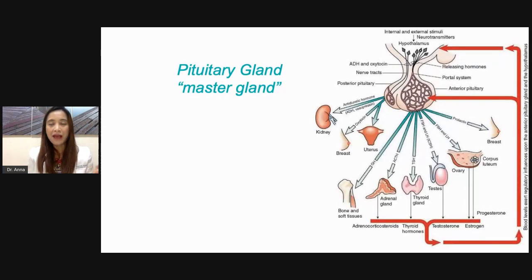So I decided to start with the pituitary for the whole endocrine module because your pituitary gland is actually the master gland. It controls most of your other endocrine glands and even other non-traditional endocrine glands, like your breast and your uterus and even your kidneys. So that's why it's very important to understand how the pituitary gland works in order to understand also the rest of the other glands.